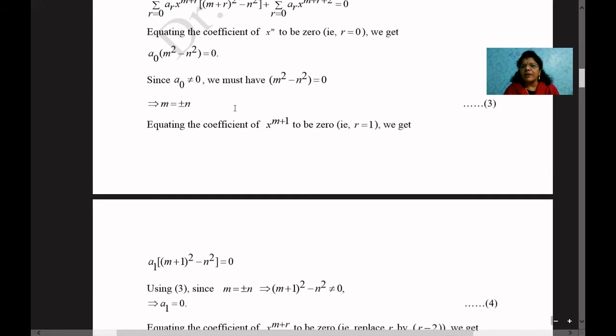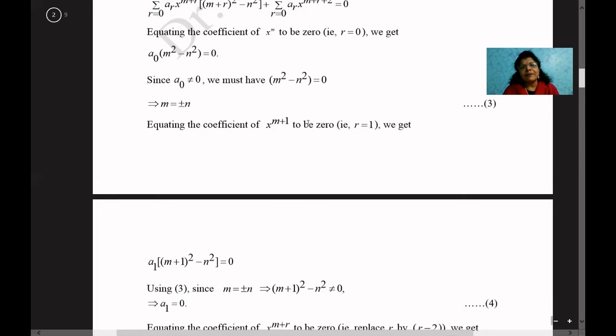What is equation number 1? The Bessel differential equation. What is equation number 2? The infinite series solution, whatever you have chosen. And the third equation is m is plus or minus n. Now, next, I'm going to equate the coefficient of x power m plus 1 to be equal to 0.